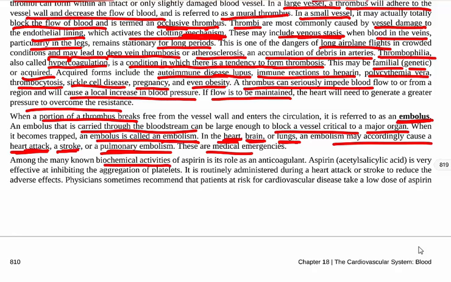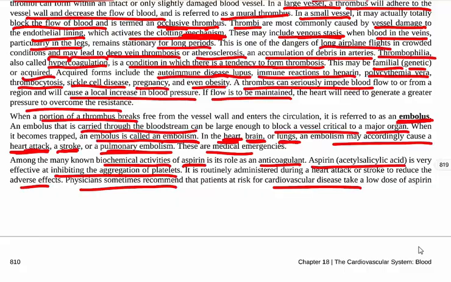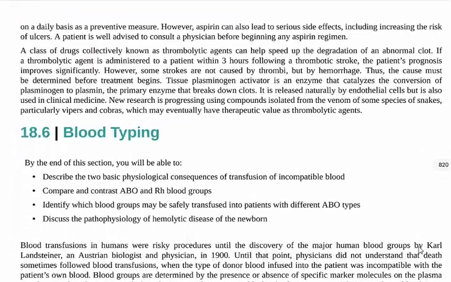Among the many known biochemical activities of aspirin is its role as an anticoagulant. So aspirin, acetylsalicylic acid, is very effective at inhibiting the aggregation of platelets. So it decreases the aggregation of platelets, which, as it mentions, is routinely administered during a heart attack or a stroke to reduce the adverse effects. So it's trying to stop those platelets from aggregating, try to break up that clot so you can get blood flow back to that area. As mentioned here, physicians sometimes recommend that patients at risk for cardiovascular disease take a low dose of aspirin to try to ensure that this doesn't happen, ensure that we don't get an embolism.